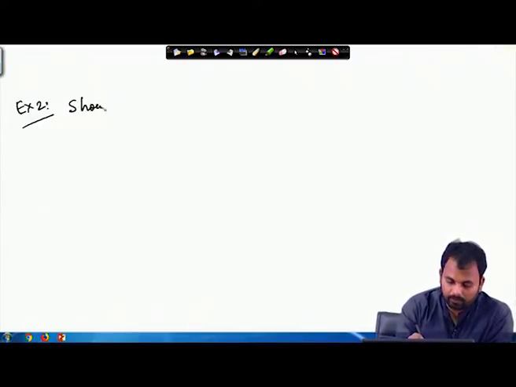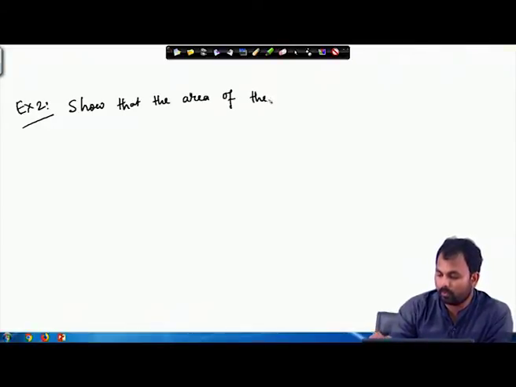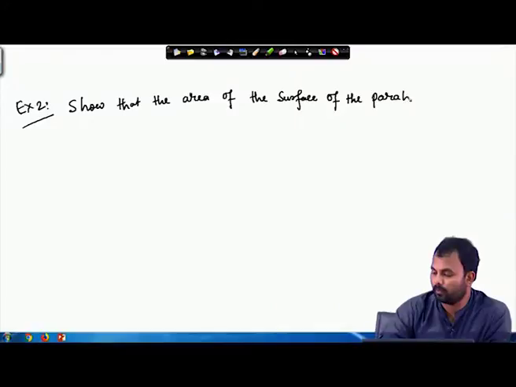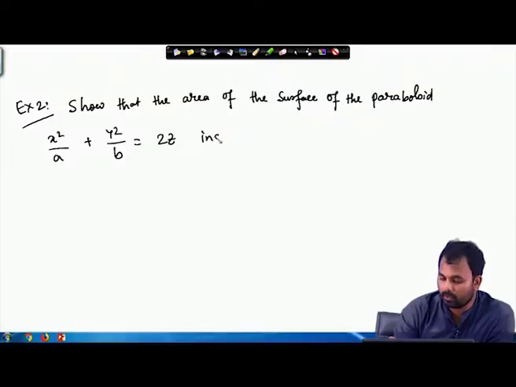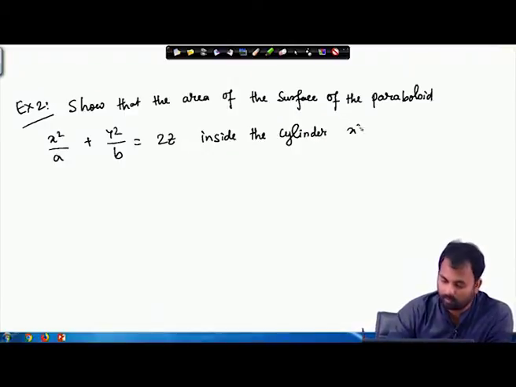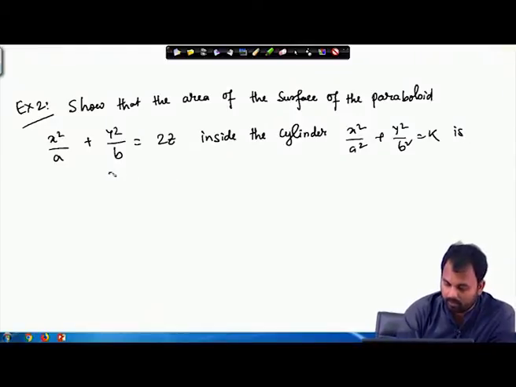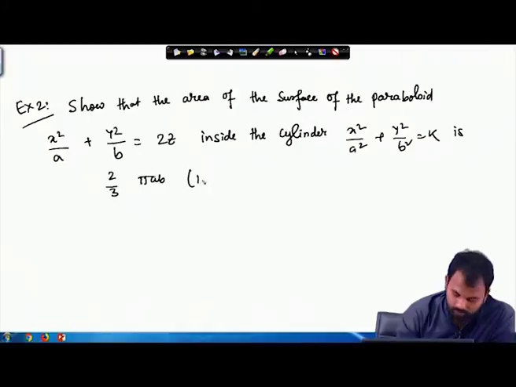Show that the area of the surface of the paraboloid x square by a plus y square by b equals 2z inside the cylinder x square by a square plus y square by b square equals k is 2 by 3 pi ab times (1 plus k) whole to the power 3 by 2 minus 1.